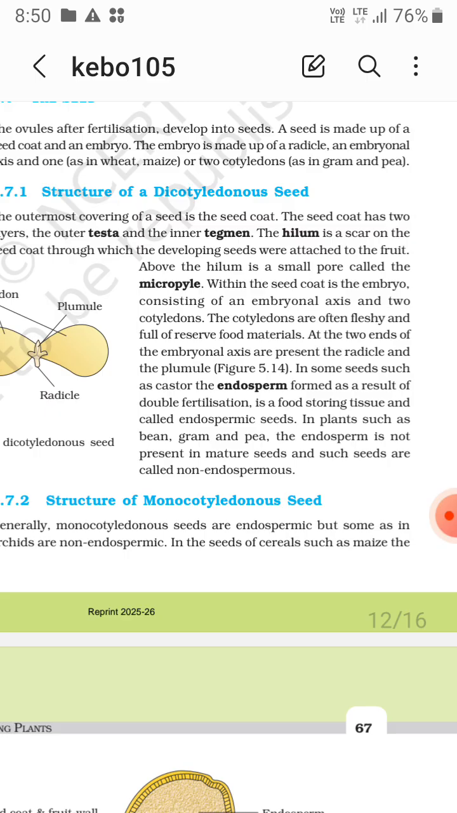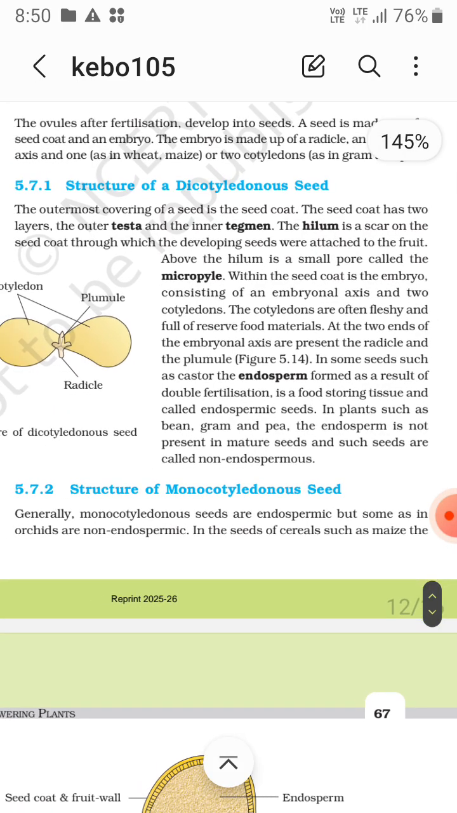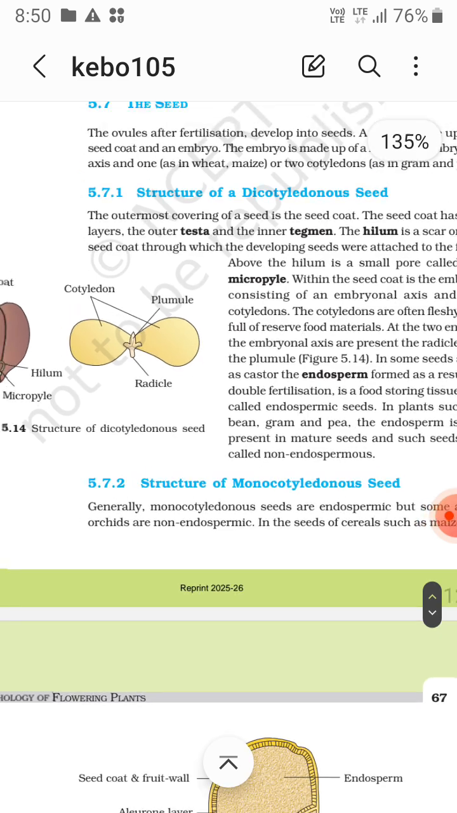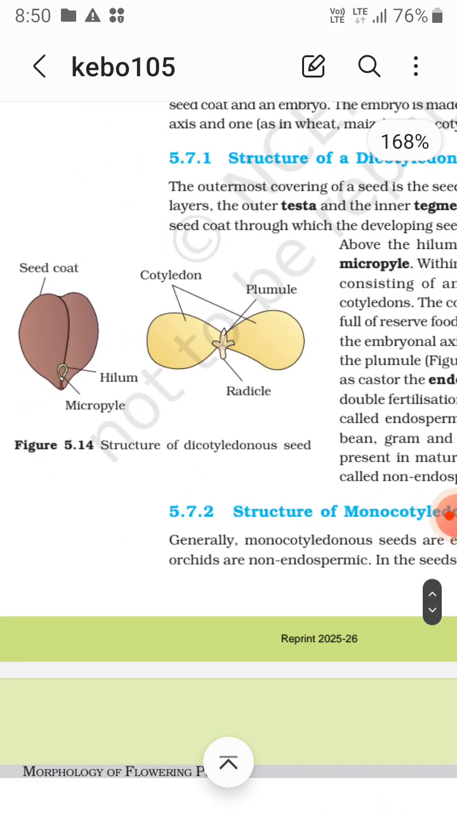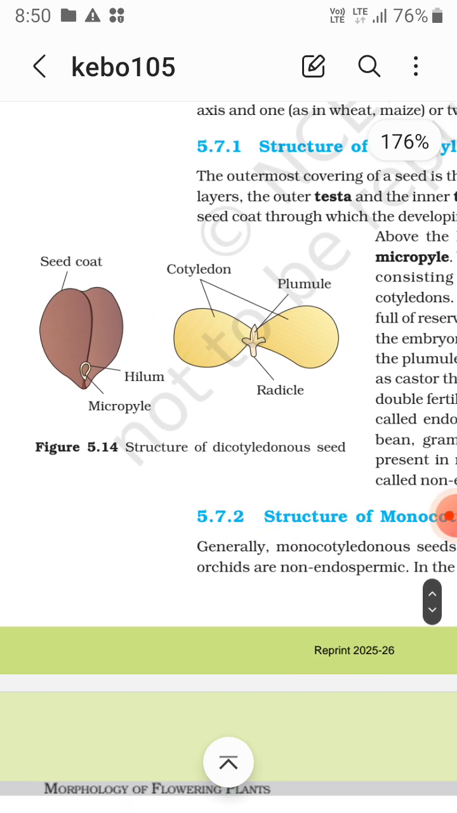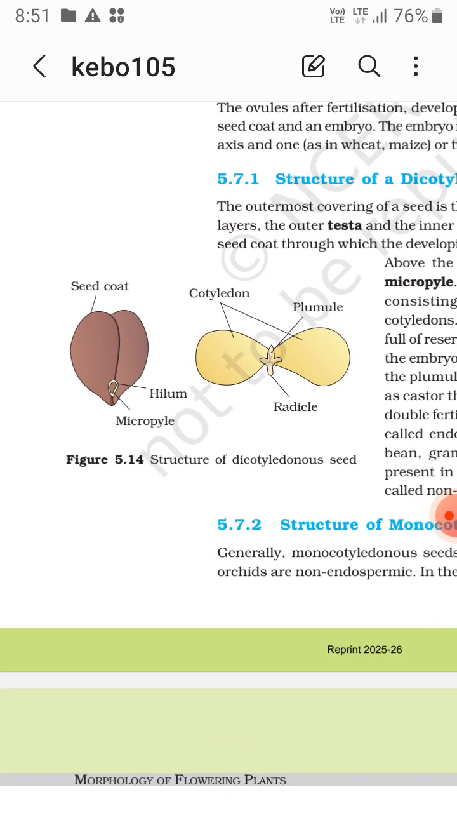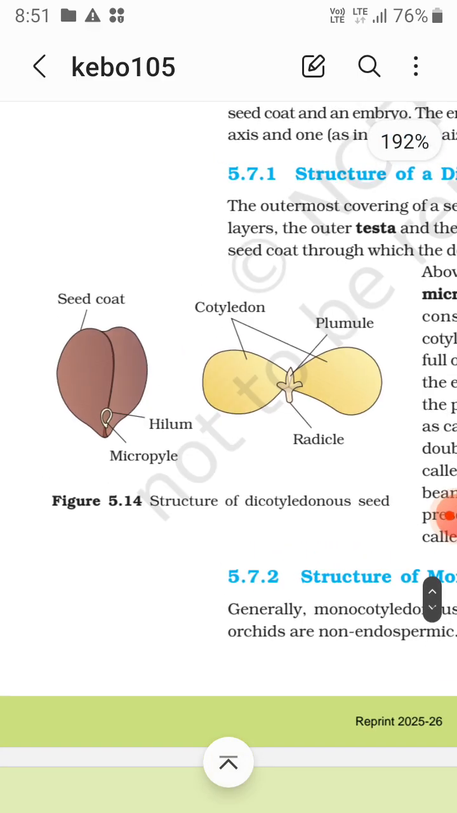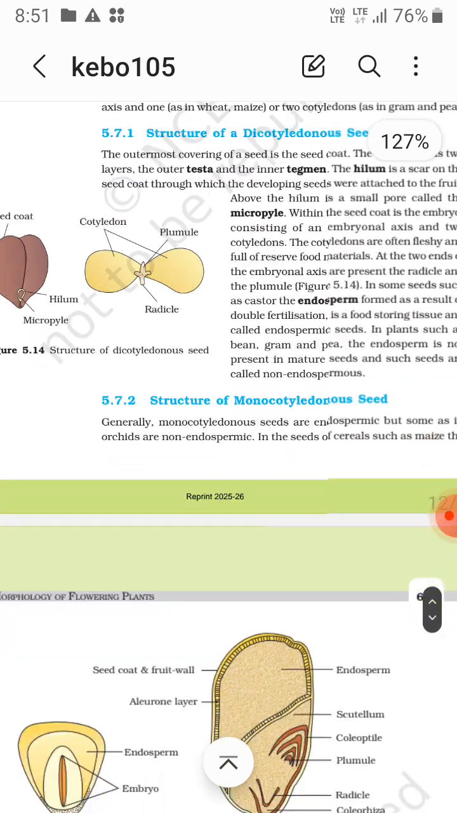In plants such as bean, gram and pea, the endosperm is not present in mature seeds. Such seeds are non-endospermous seeds. Now here is the structure of a dicotyledonous seed. As you can see, two cotyledons, then the plumule, then the radicle, then the seed coat, then a scar on the seed coat, that is the hilum, and above the region of the hilum there is a small opening, that is the micropyle.